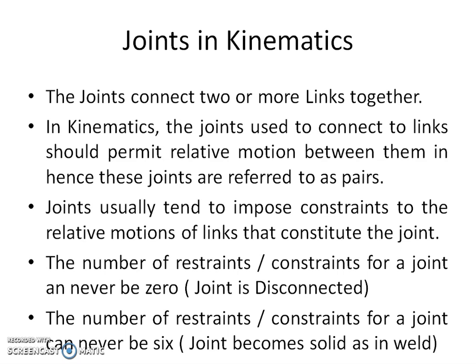The number of restraints or constraints for a joint can never be 6. In this case, if all the motions are constrained, then the joint becomes solid, as in the case of a welded joint. So this is also not possible in kinematics, because in kinematics there should be relative motion between the different links.